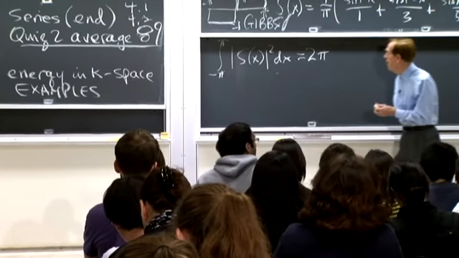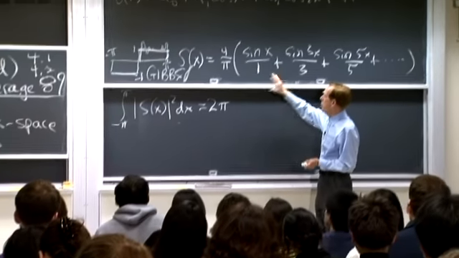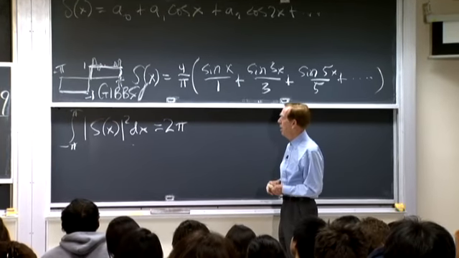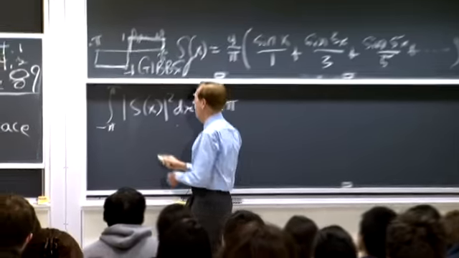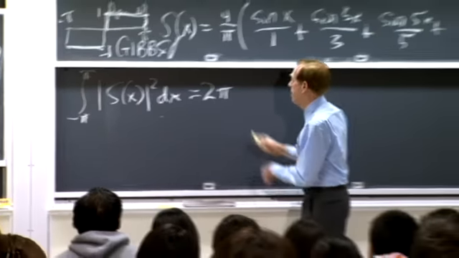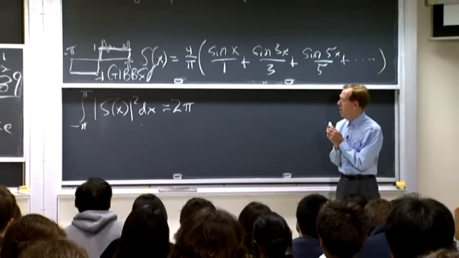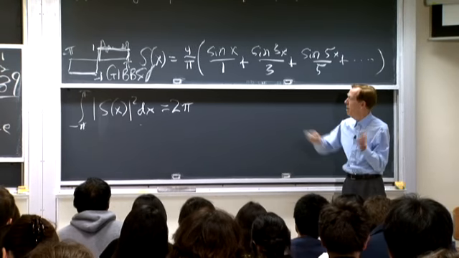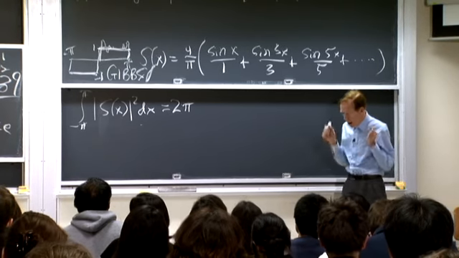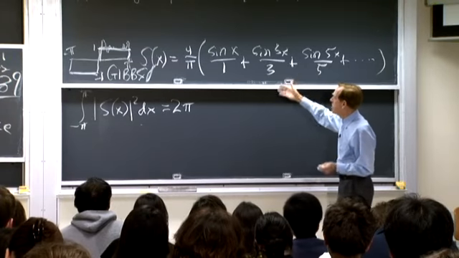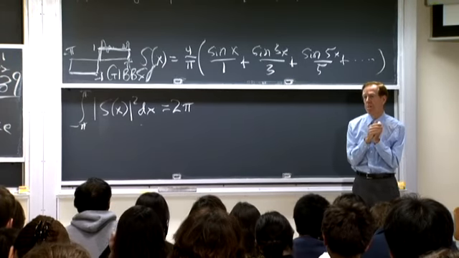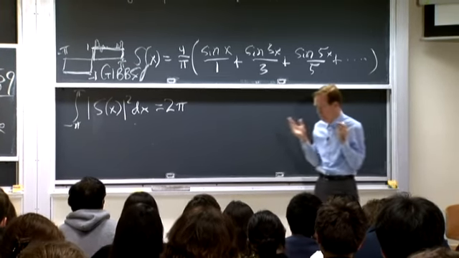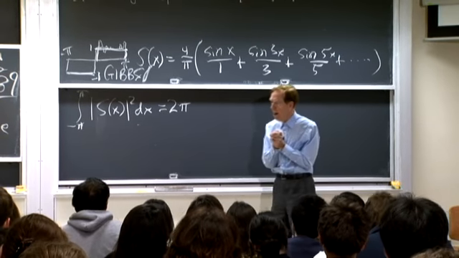I'm just going to find it by taking this thing squared. What's the integral of the right-hand side? The two are equal. So suppose I just fire away. I integrate the square of that infinite series. You're going to say, well, that's going to take a while.